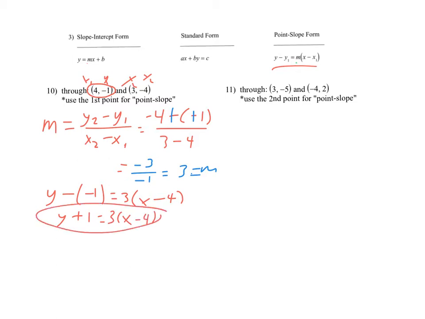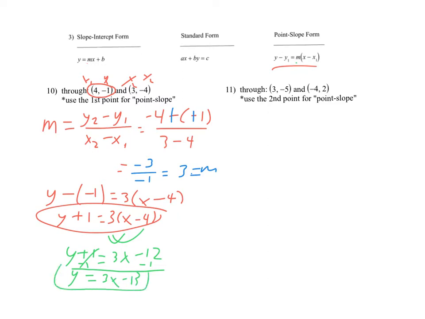Okay, next up we'll switch that into the slope-intercept form by distributing the 3. So then we get y plus 1 equals 3x minus 12. And then we'll isolate y by subtracting 1 over to this side. So that gives me y equals 3x minus 13.